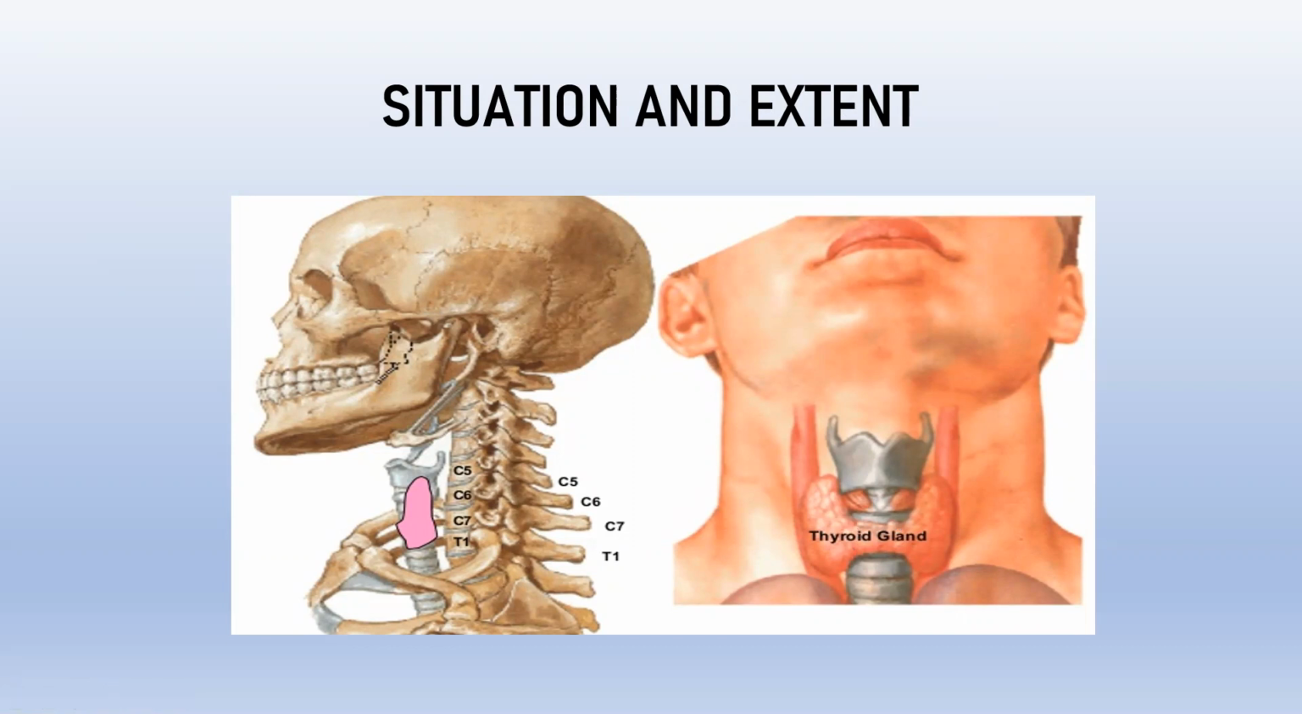Anteriorly, this is the extent. Posteriorly, it extends from the C5, C6, C7 and T1 vertebrae. This is the extent and the situation of the thyroid gland.